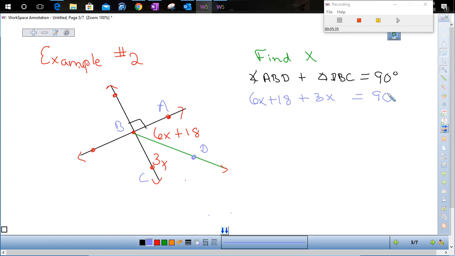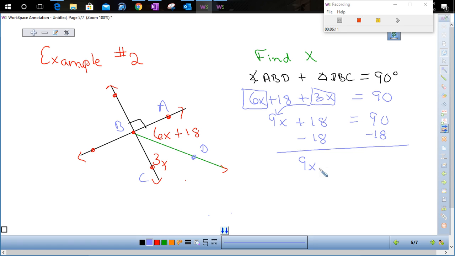So we just need to go ahead and solve this problem here. First thing we're going to do is combine our like terms. So we're going to get 9x plus 18 equals 90. Remember, our like terms would be the 6x and the 3x. That gave us this 9x. I brought the 18 along for the ride. Now we're going to subtract 18 from both sides. So that's going to give us 9x is equal to 72.